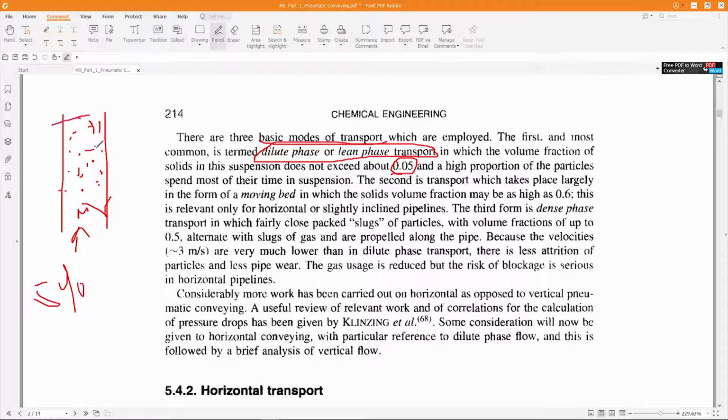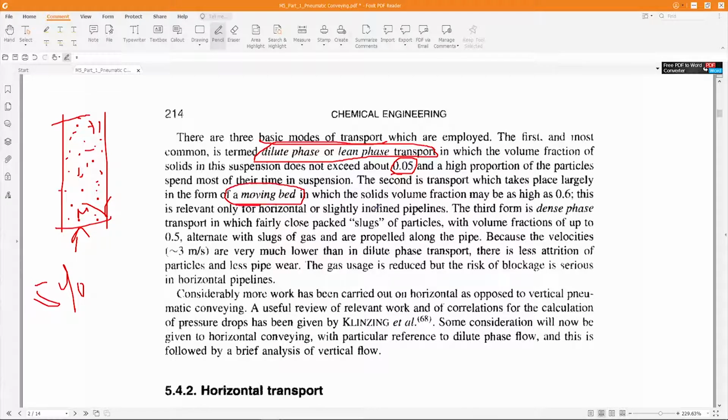If you take this volume, 5% of the volume is occupied by the solids and 95% by the air. That means it is a very dilute phase. A very small fraction of particles is moving, so it is called dilute phase transport. When you transport solids and their volume fraction in the suspension is less than 5%, then it is called dilute phase transport.